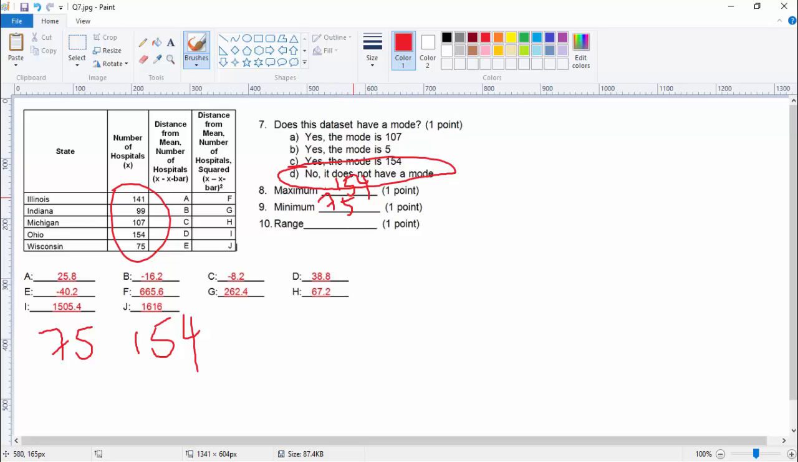Okay. Now, why do we care? Because we have to do the range. So what is the range? Well, the range is going to be the maximum minus the minimum. So let's put this minus 75, right? And that equals, if you do it out, 79. Now, sometimes people forget to actually do the calculation and get the number, but you don't forget, right? So the answer is going to be here, 79.